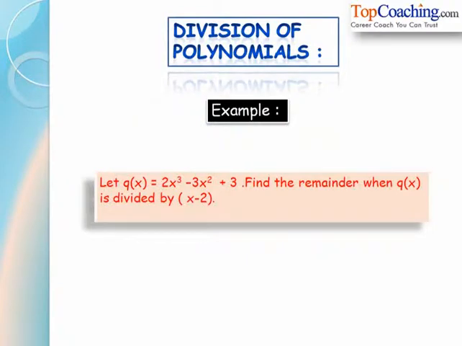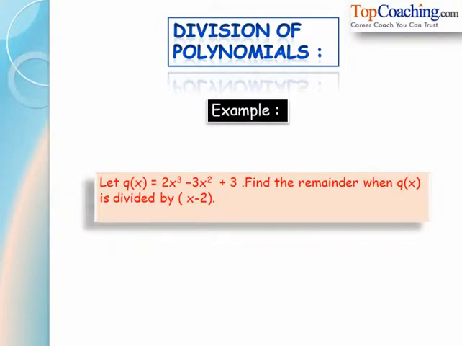So now we have seen the division of polynomials. Let's try to see an example. Let q(x) be a polynomial which is equal to 2x cube minus 3x square plus 3. So find the remainder when q(x) is divided by x minus 2. So now here the dividend is q(x), and we have to divide q(x) by x minus 2.